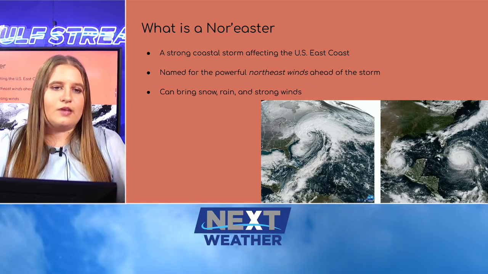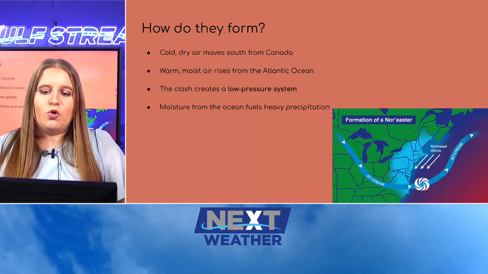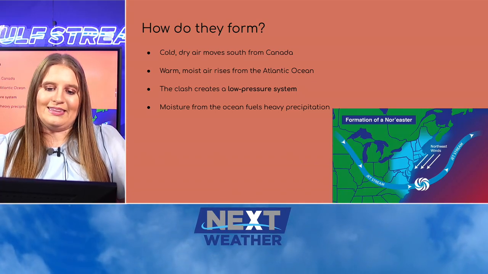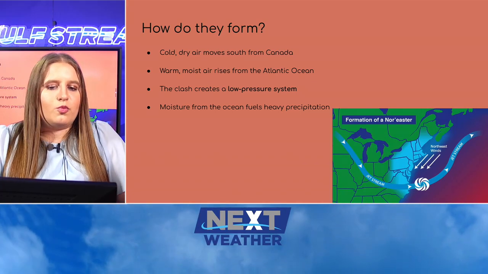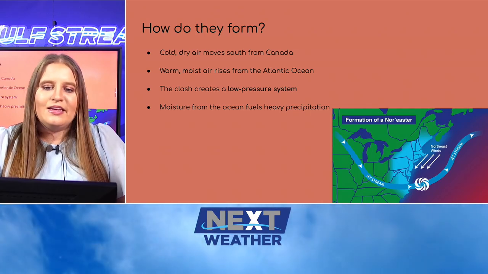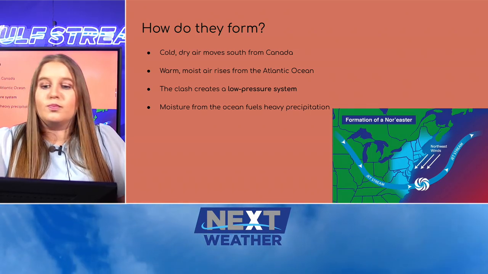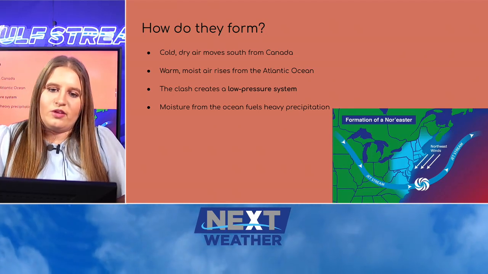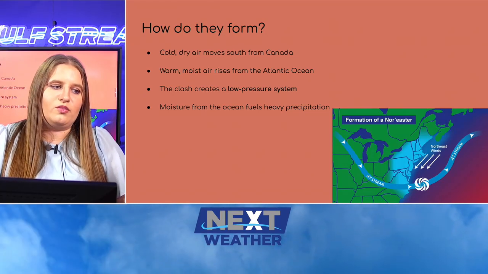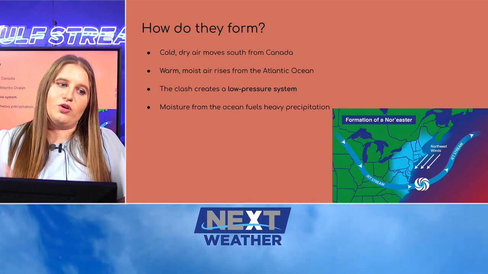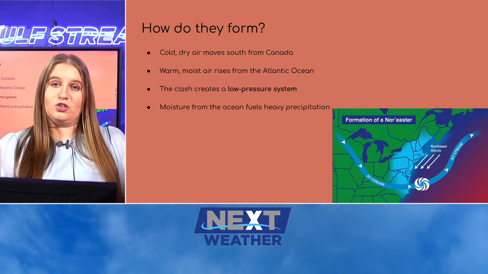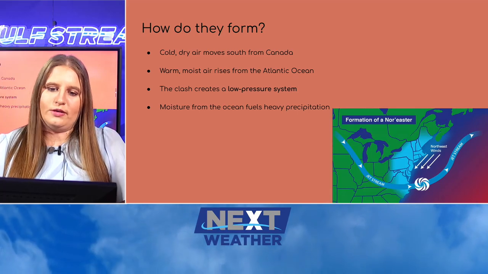So nor'easters, how do they form? Well, they form when cold Arctic air meets warm, moist air over the Atlantic. This creates an area of low pressure that intensifies quickly, feeding on ocean moisture to produce heavy snow or rain. Obviously, there's a lot more that goes into it, but that's the easiest way to explain it because you can look at jet streams as well that also help with it. Those are things we all look at and use as ingredients for a nor'easter.